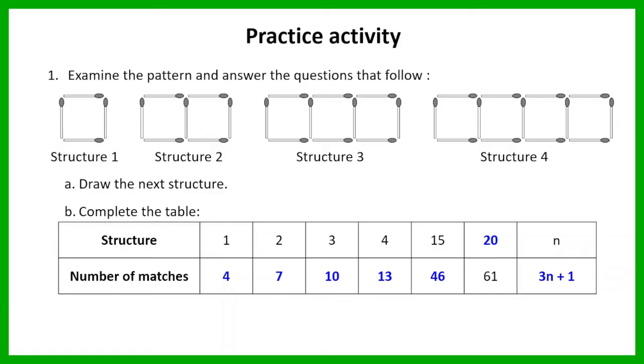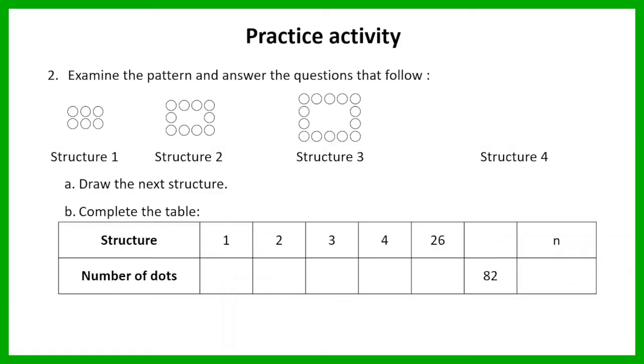Right, now let's have a look at the next example. For this one, structure 1 has these 6 dots over here, then structure 2, the rectangle that we had over there has been made bigger. Structure 3, the rectangle is even bigger. And structure 4, you're going to have to draw for yourself. Then you're going to have to fill in the number of dots in all of these different structures. You need to work out the 26th structure, which structure has 82 dots, and what the rule is. So again, I'm going to give you 3 minutes to work on this example.